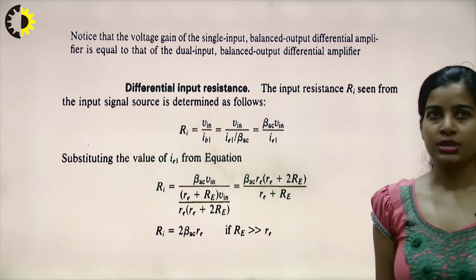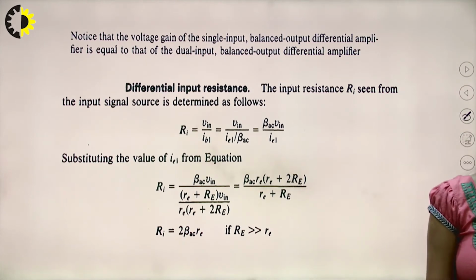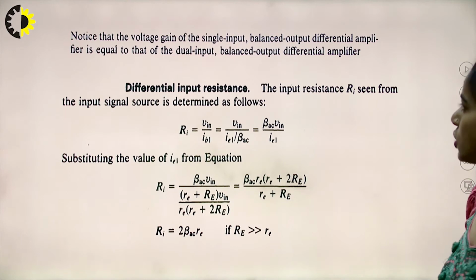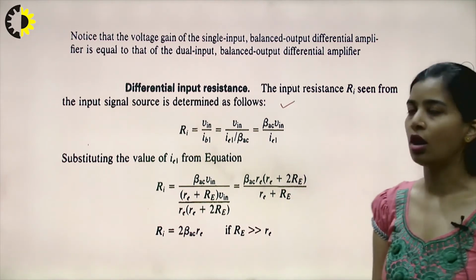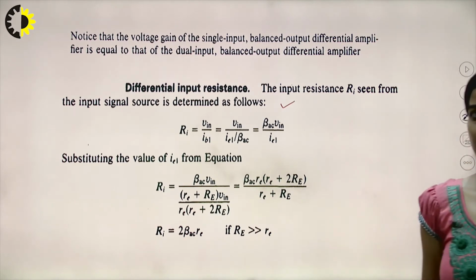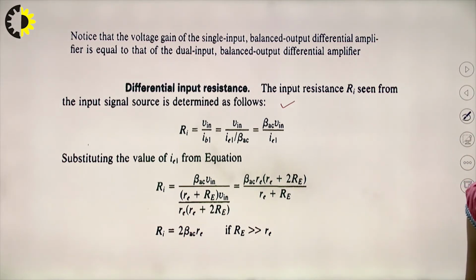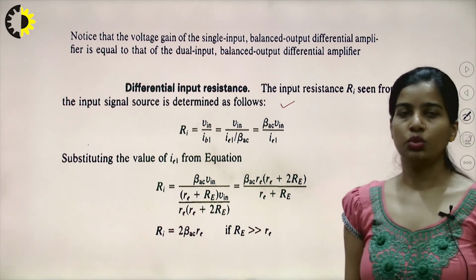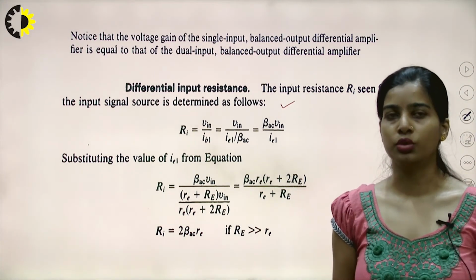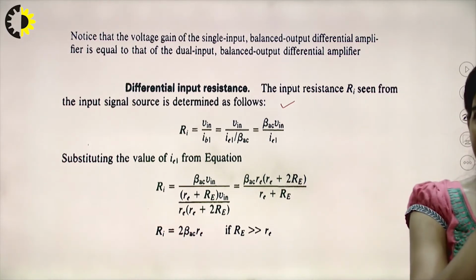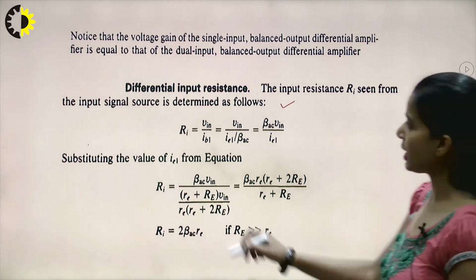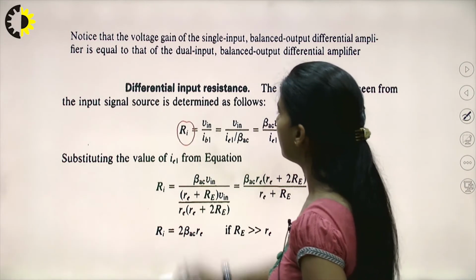Now the differential input resistance. Here we have only one input, so the differential input resistance of this differential amplifier will have only one term, that is Rin. Like with the dual input configuration, we have defined from both sides of the inputs as Rin1 and Rin2. Here we have only one input, so it is written as Ri.